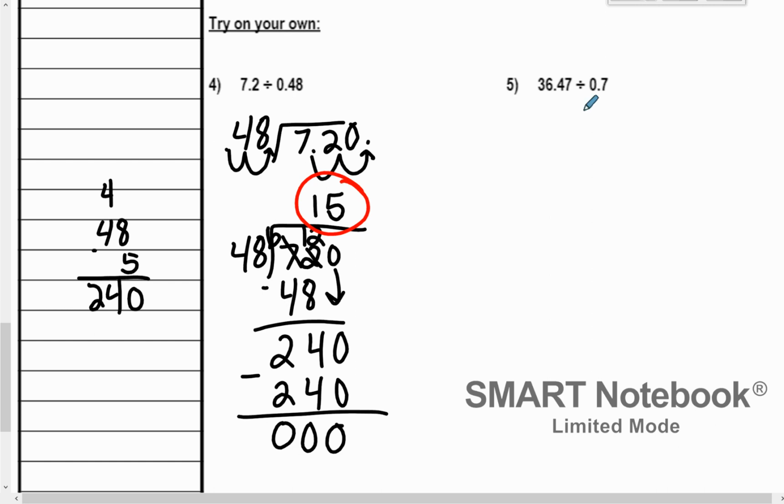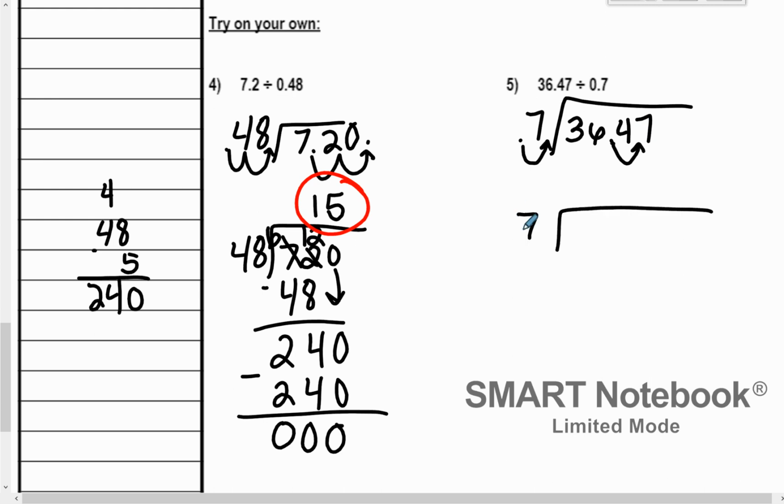Same idea over here. We have 36 and 47 hundredths being divided by 7 tenths. We need to make 7 tenths into a whole number, which would be 7. Move it over once. Whatever we do outside, we have to do to that number inside in order to have the same exact answer. We have a 7 on the outside, we have 364 and 7 tenths on the inside.